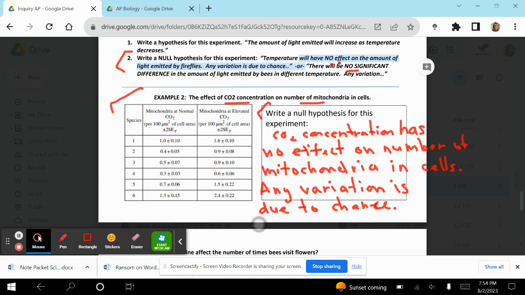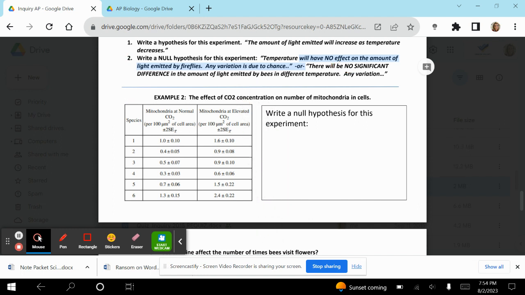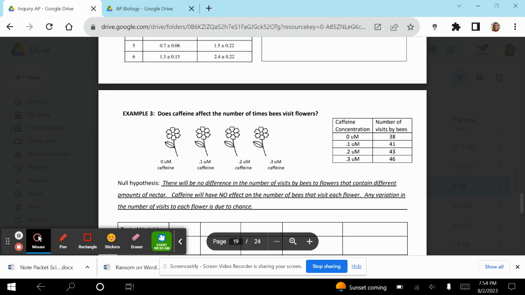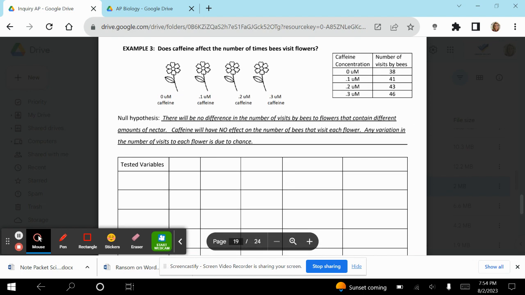Now, next I wanted to show you another experiment that uses chi-square, again, about living things. So here we have an example where they want to see if bees are attracted to caffeine that can be produced and found in the nectar of flowers. So they've set up a situation where we have fake flowers and we've added nectar to them with different amounts of caffeine. Since we just got done talking about the null hypothesis, let's review again what a good null hypothesis would be for this experiment.